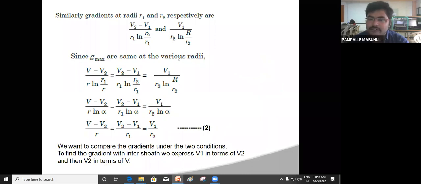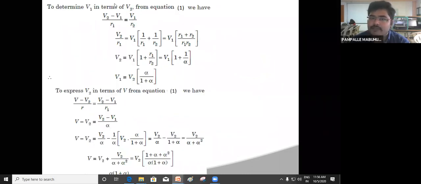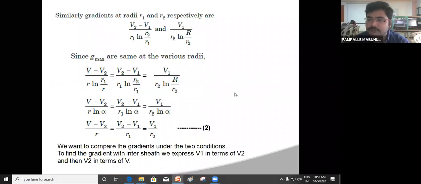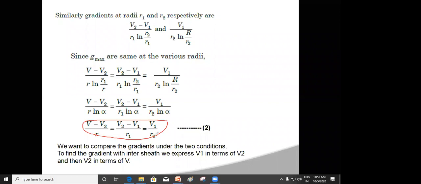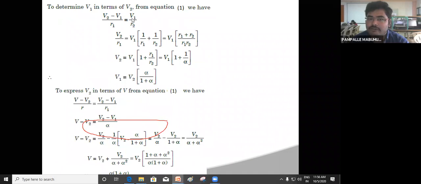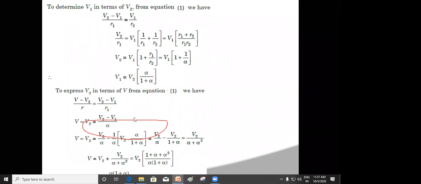Okay, let us see. First, you express V1 in terms of your V2. So from the previous equation, this is from equation number 2, you can write (V minus V2) by r is equal to V1 by R2. Or you can say (V minus V2) by R is equal to (V2 minus V1) by R1. Okay. So I'm considering (V2 minus V1) by R1 is equal to V1 by R2. So these two I'm considering.